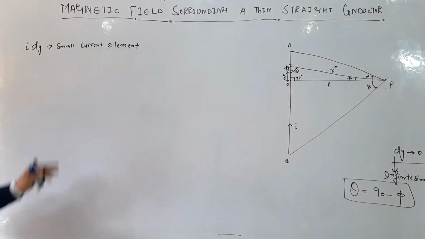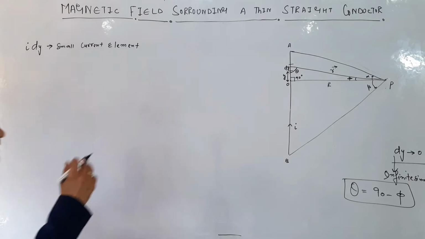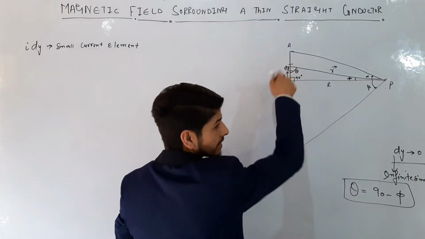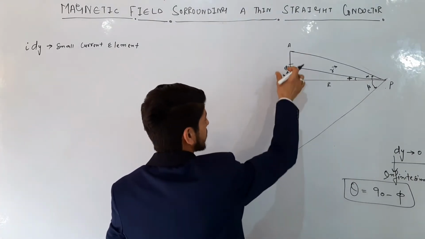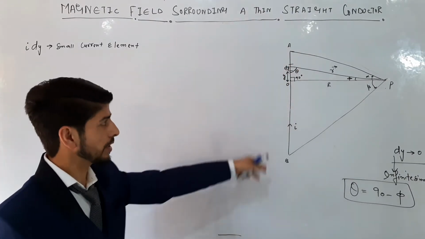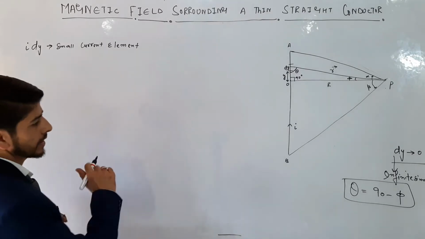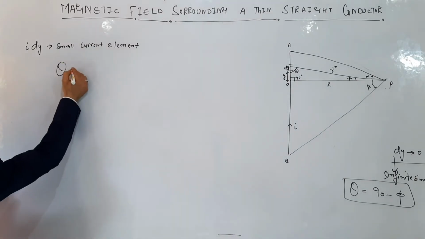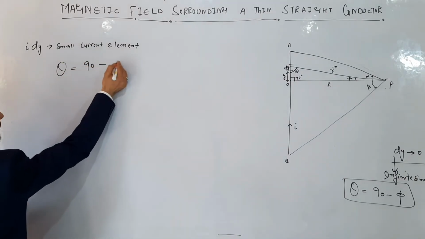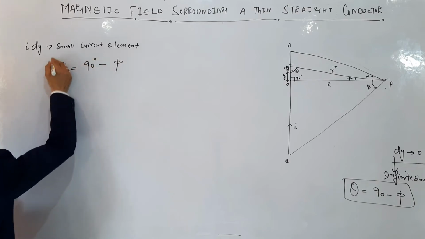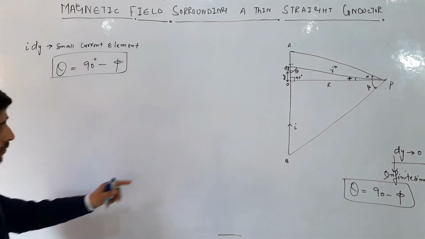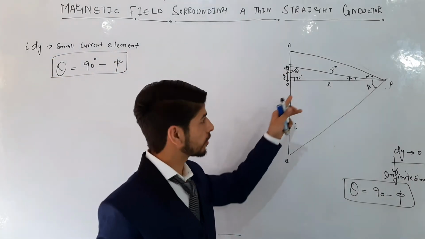Small current element. Now what is the direction of the current element? It will be in the direction of the current. The direction of the current element will be from B to A. Now we know that theta will be equal to 90 degrees minus phi. Now what is the magnetic field due to this small current element?